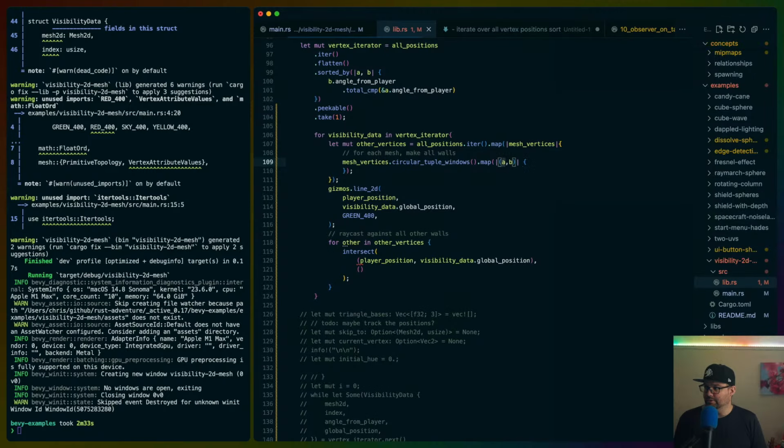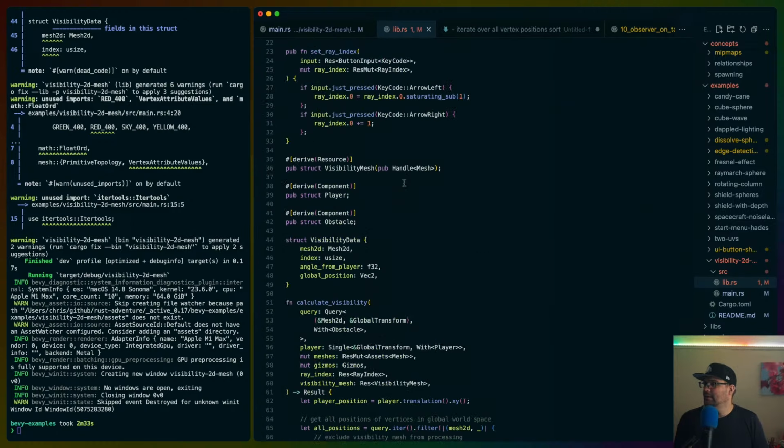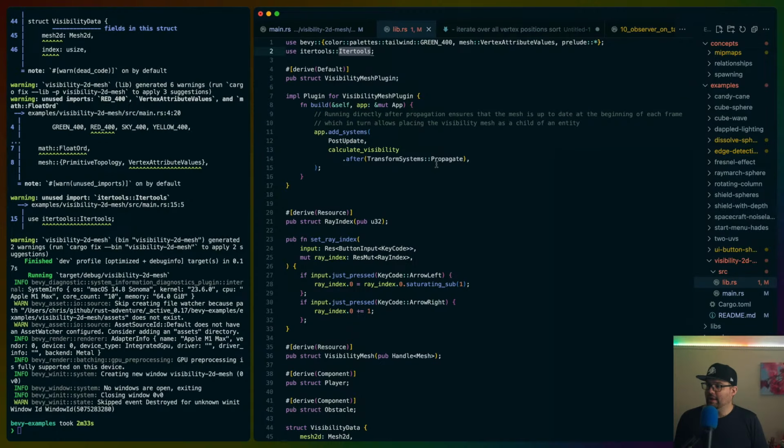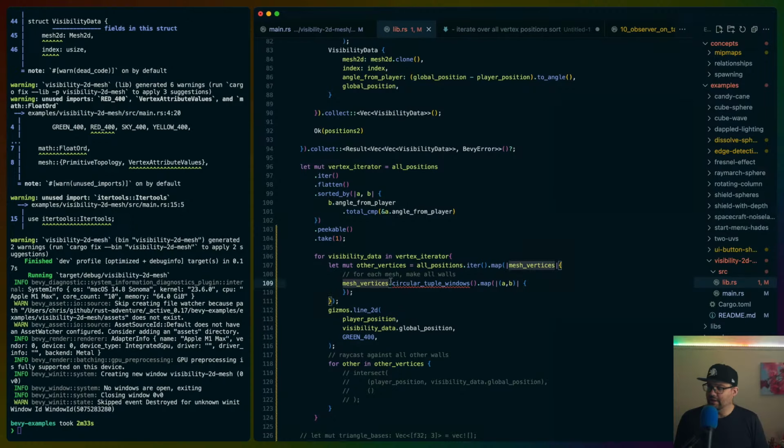Did I not bring itertools in? I didn't bring itertools in. Come on, itertools. Is it not going to give me a code action because I have a syntax error somewhere else? Okay, we're going to manually... Oh, we already have itertools here. What is the problem? Oh, because I didn't iter.